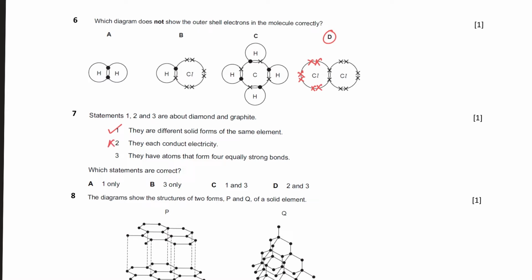And they have atoms that form 4 equally strong bonds. So that does happen, but not in graphite, because graphite has 1 electron that is free, so that is not part of a bond that is that strong. In the case of diamond, that is true. So again, this one is wrong for graphite. Which statements are correct? Because the question was saying they are about diamond and graphite, this "and" here means that we cannot just pick the one that is only true for one of them. So we'll say that only one is true.